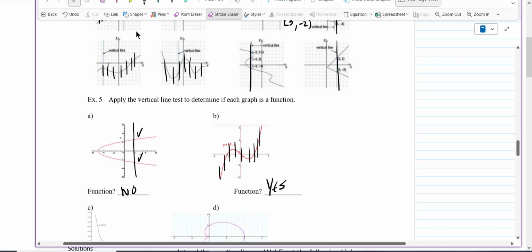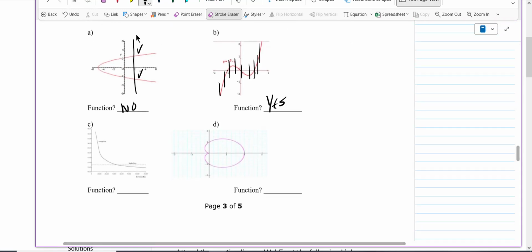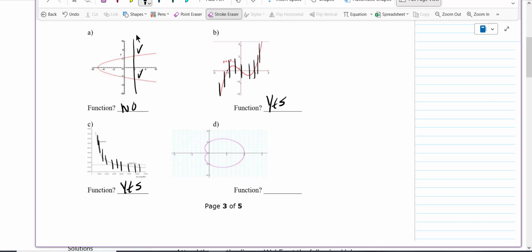How about the next one, C, pass or fail? That's a pass. Every vertical line goes through 1 point. Don't worry about that dashed line. That doesn't really have anything to do with that. So that is a function. How about the next one? Well, that's definitely a no. See, right here, it goes through 3 points. There's a point right here where it goes through 2 points. So all you have to do is find one place where it fails the vertical line test.